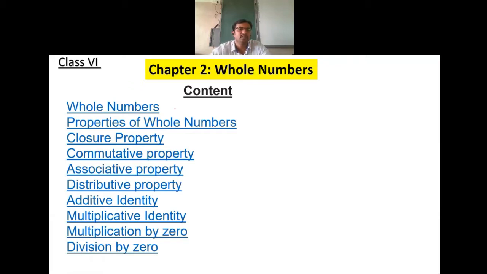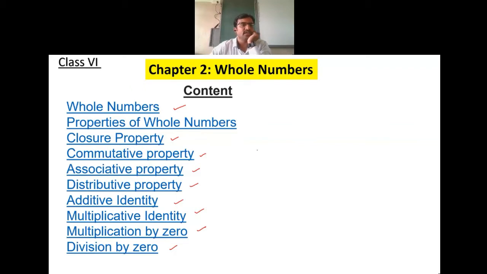First, we are going to learn the definition of whole numbers, and we also will learn how to represent a whole number, followed by properties of whole numbers. In that, the first property is closure property, second is commutative property, the third is associative property, fourth one is distributive property. Then we will learn the meaning of additive identity and multiplicative identity, followed by multiplication by 0 and division by 0, which is not defined. We are going to learn these important concepts.